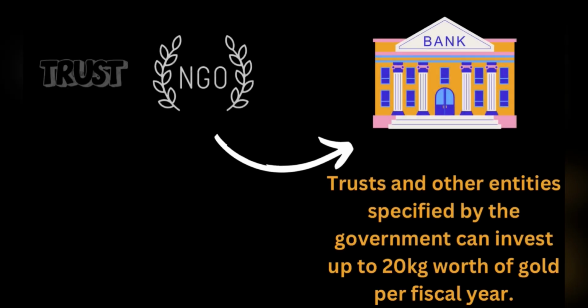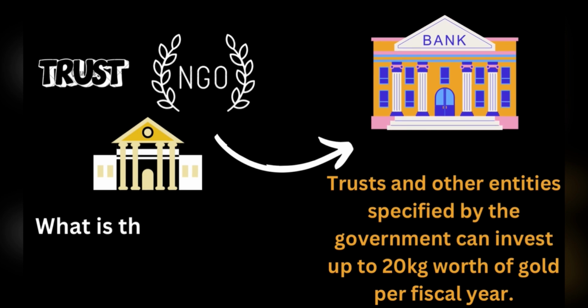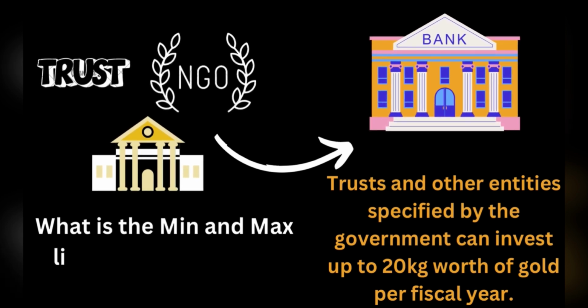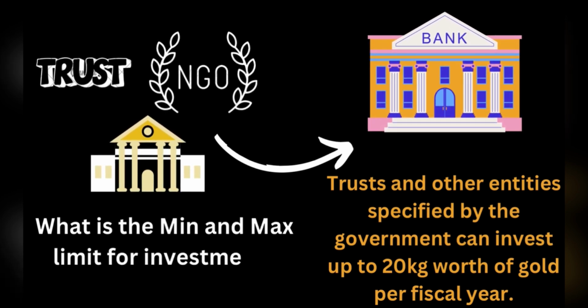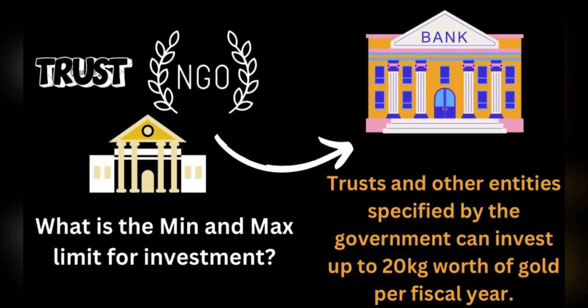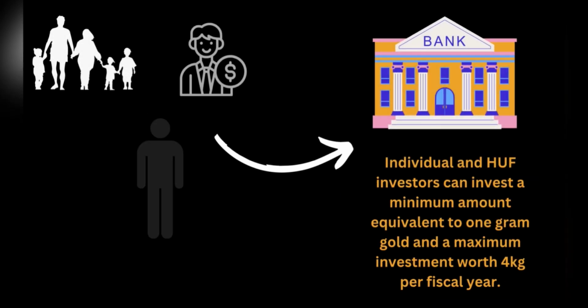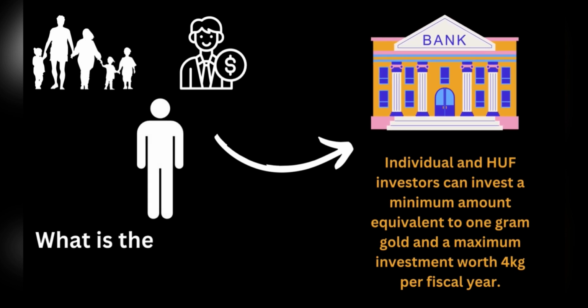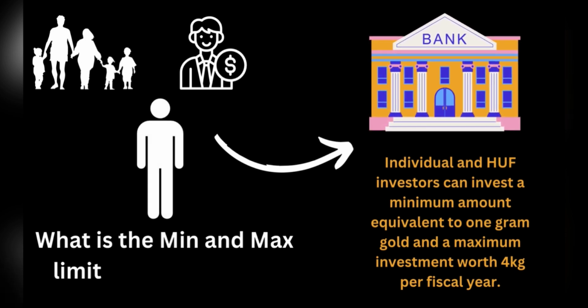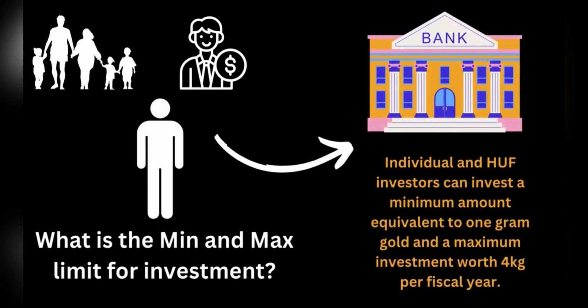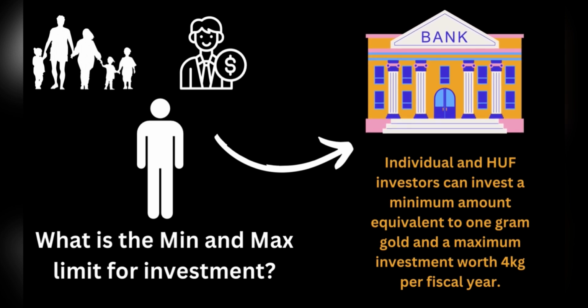But what is the limit for investment in SGBs? Trusts and other entities specified by the government can invest up to 20 kilograms worth of gold per fiscal year, that is April to March. In case of individuals and HUFs, investors can invest a minimum amount equivalent to 1 gram gold and a maximum investment worth 4 kilograms per fiscal year.